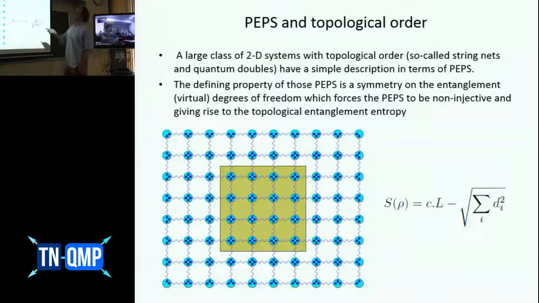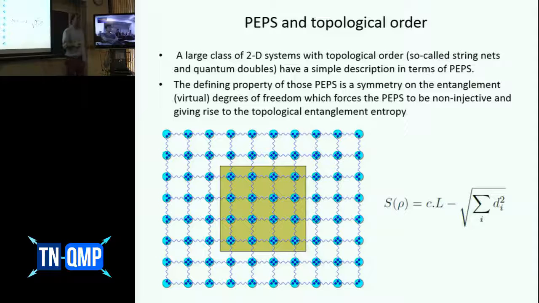We will construct projected entangled pair states that have some non-trivial topological order. The whole idea is that these matrix product operators encode some kind of Wilson loops of your theory. Or in another way, they encode the symmetries of your MPO.